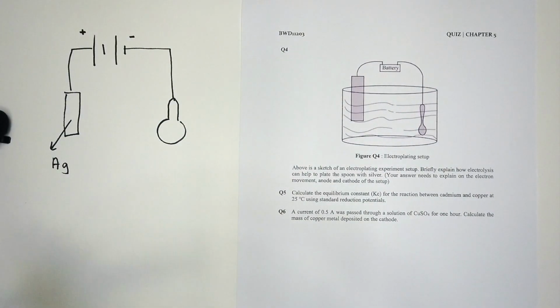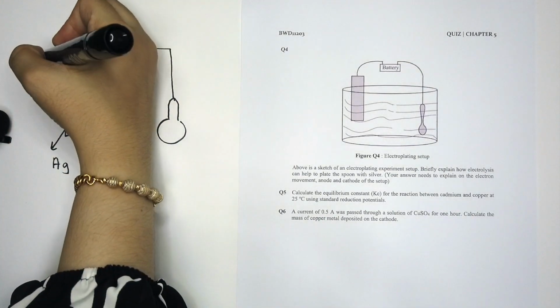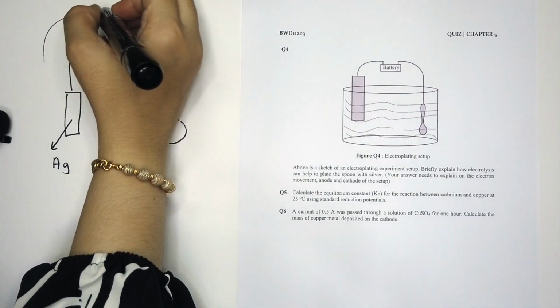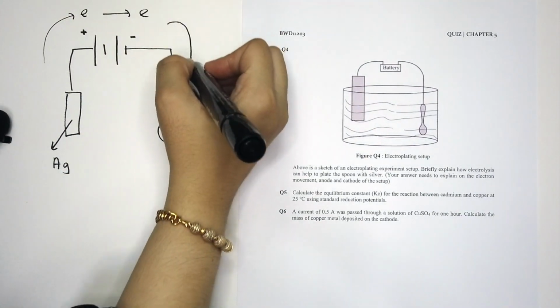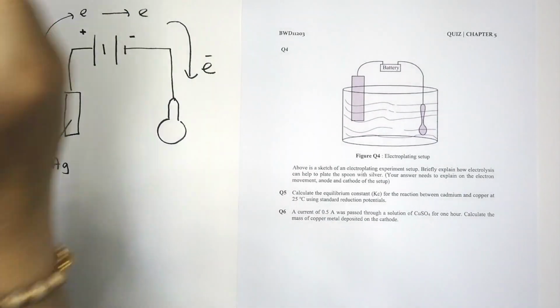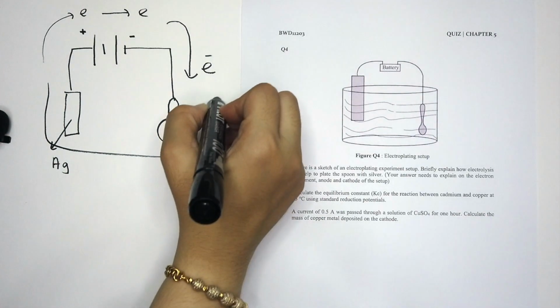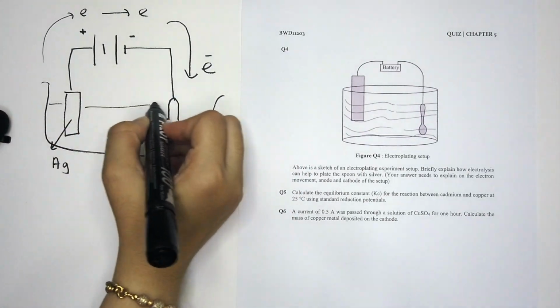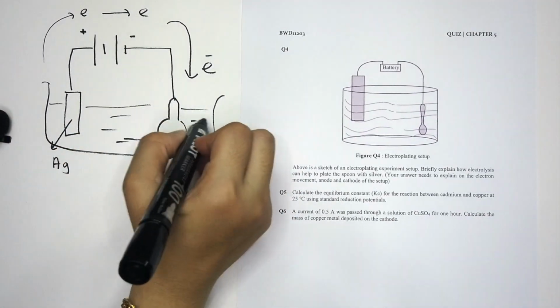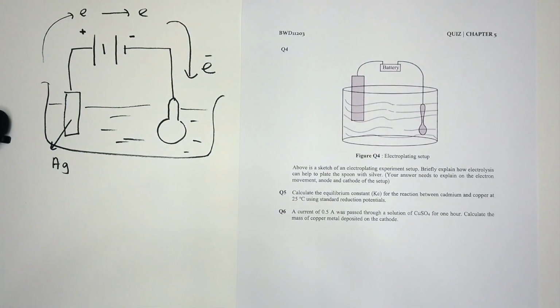So electron movement, where will the electron move? From where to where? Electrons move from positive to negative. So the electron moves from here, going here, going here. Okay? Alright, so you just have to complete this. Okay, the next thing that you need to do is write the anode and cathode.